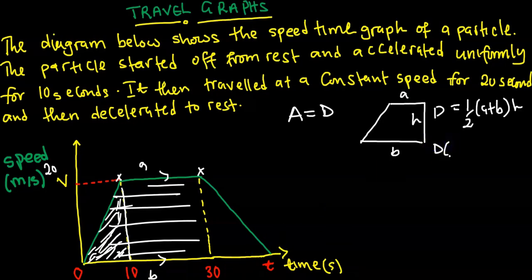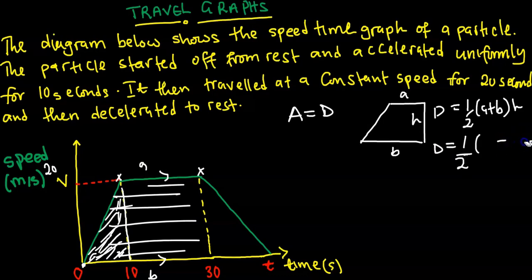So distance is equal to half, then our a we said is 20 plus, what is our b? So our b is the whole of this one from 0 up to 30. So our b is 30, times what is our height? So the height is the distance between the two parallel sides. From here up to there, which is the one that we found, which is 20. So I'm going to just fix 20 there.